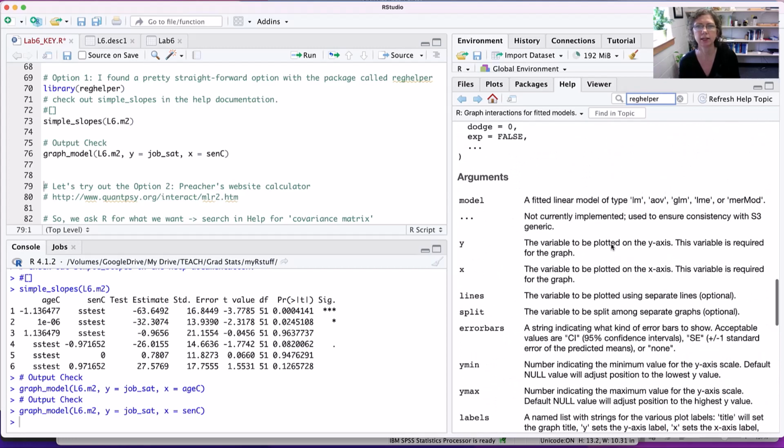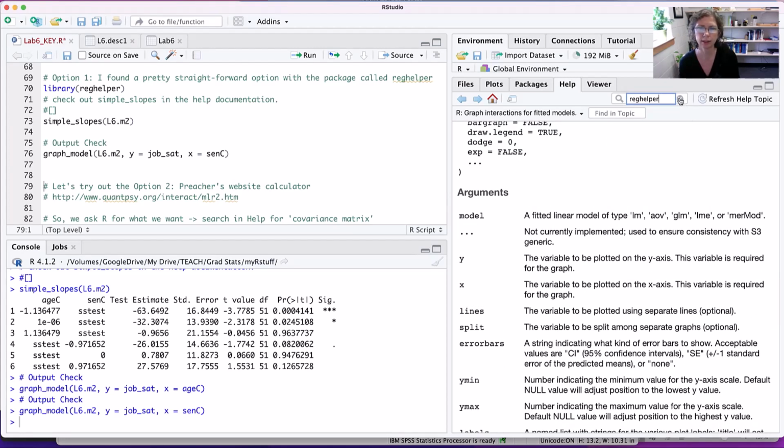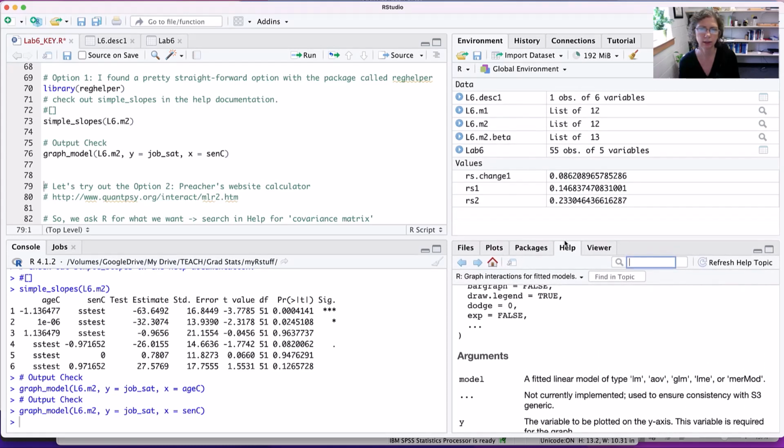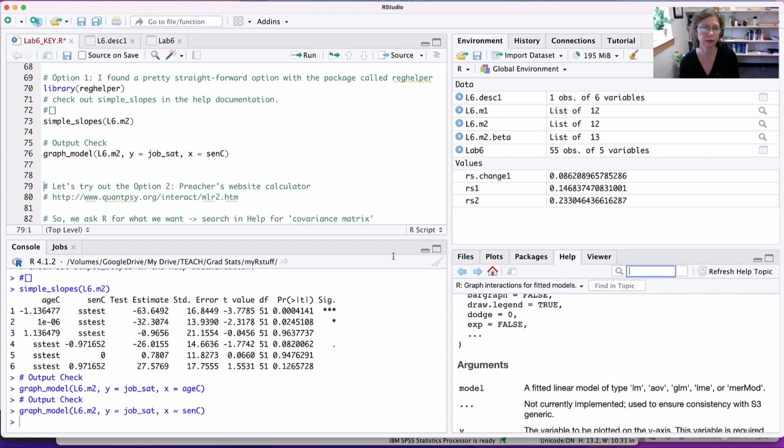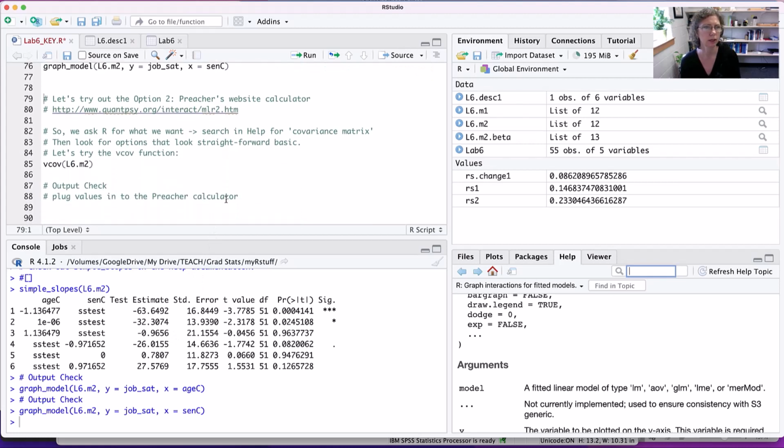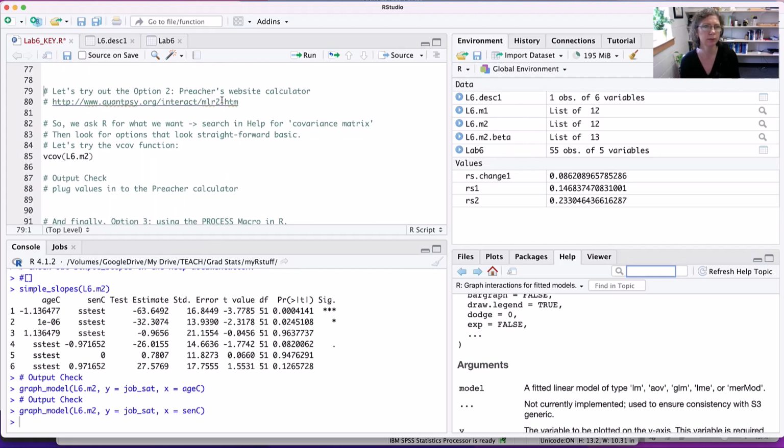Oh, it's an idea. It did run and get us the interaction information quickly, like right there. That's all of it. That's pretty cool. So option 2 is using Preacher's website calculator like we did in SPSS.